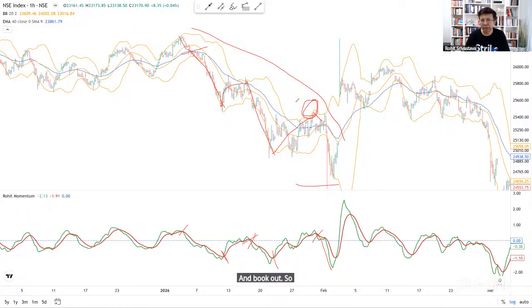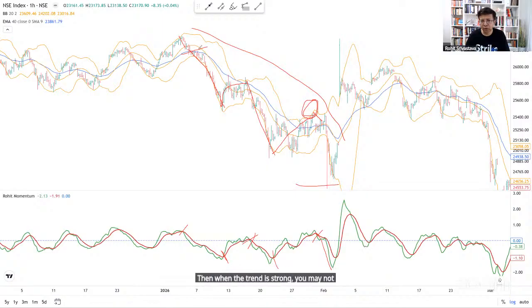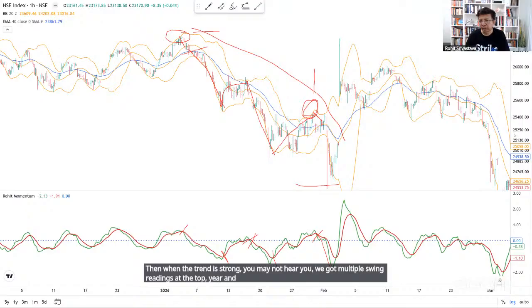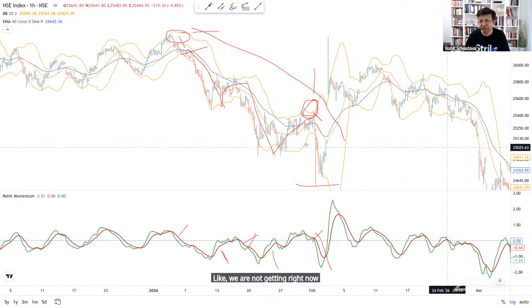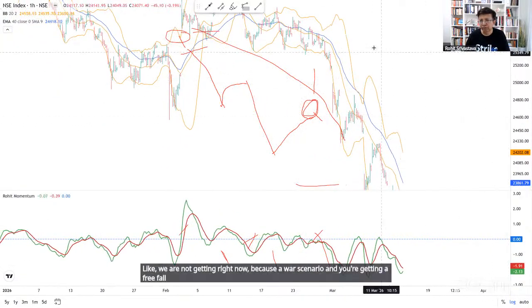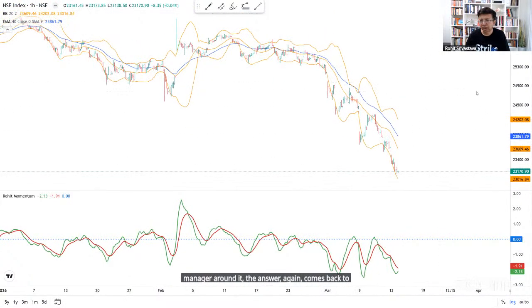So when you have a strong trend, and this is what is happening right now also, we got multiple swing readings at the top here and here, but we may not always get multiple swing readings, like we are not getting right now, because of a war scenario and you're getting a free fall. So in this free fall scenario, how do you really manage around it? The answer again comes back to the hourly RMI.